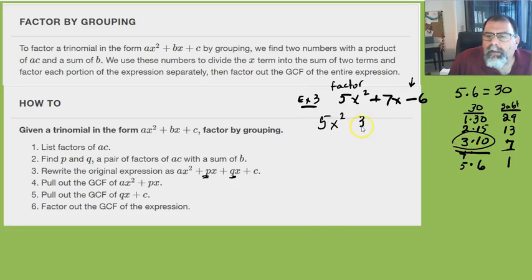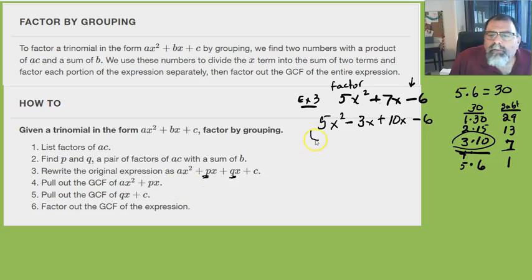We have the 3x and the 10x, and then the -6. Now the signs: the bigger factor, the 10, is going to get the plus. And on the product, the product was negative 30. To get a negative 30, these signs have to be opposites. That'd be negative. Okay. Now we're going to factor this as two separate groups.